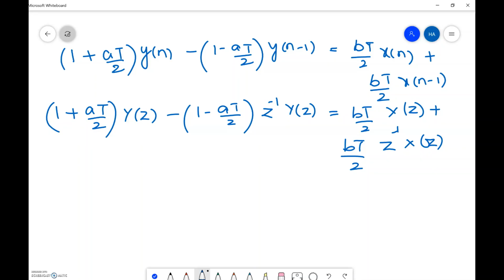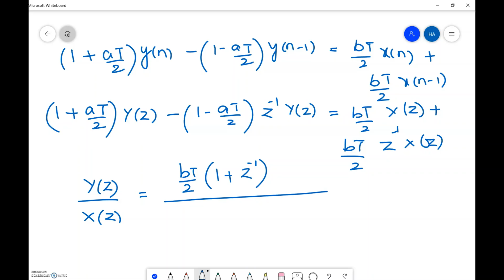So let's take y of z common on the left hand side and x of z common on the right hand side, and then write down y of z by x of z. So y of z by x of z will be bt by 2 is common, (1 plus z power minus 1) in the numerator, divided by (1 plus at by 2) minus (1 minus at by 2) into z power minus 1.